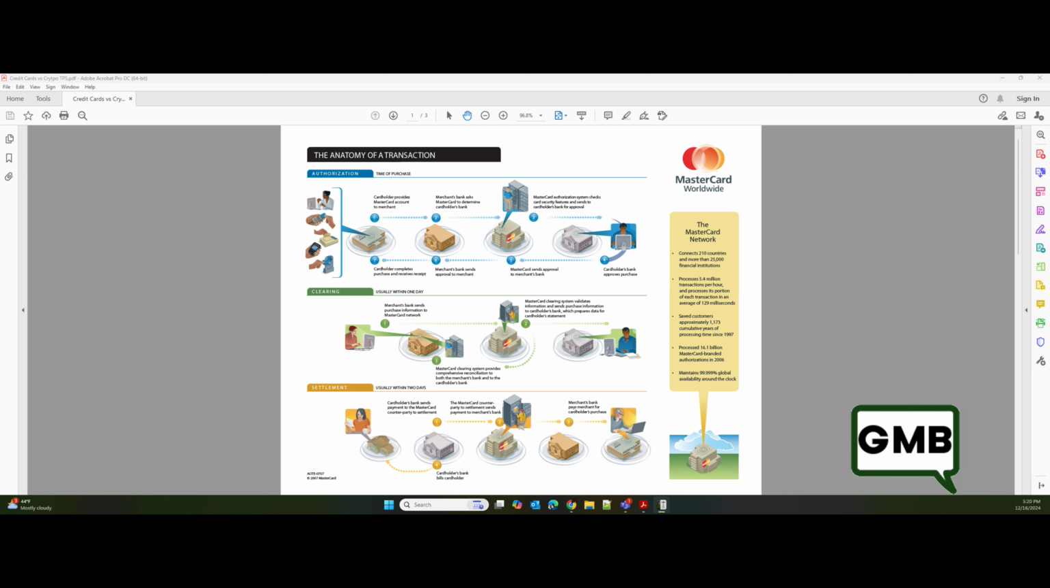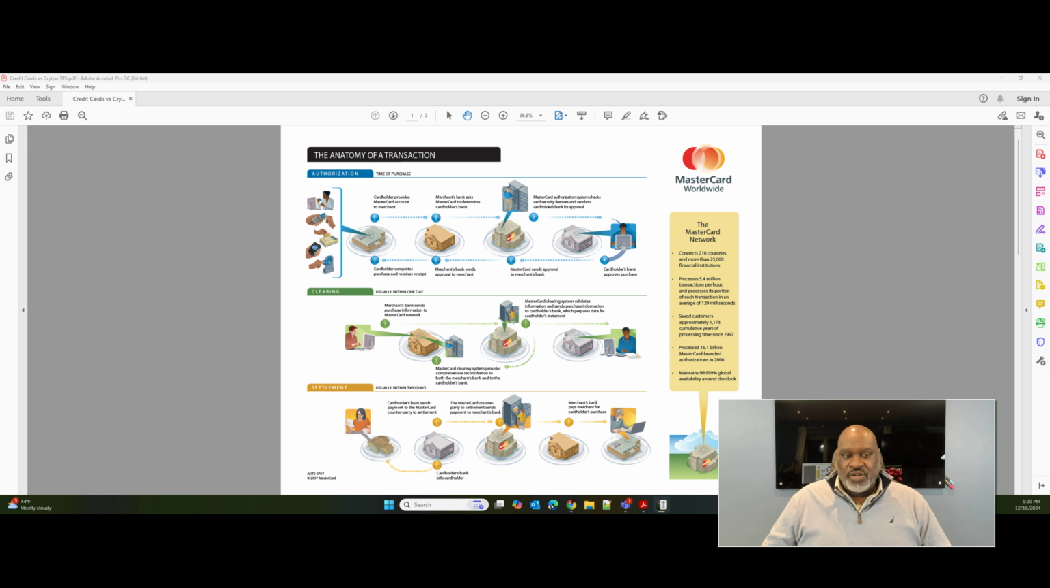Let me bring this up for you guys. There you go. This is a great graphic in that it teaches you or shows you exactly what you need to know. It was actually created by MasterCard demonstrating their process. It was created way back, I think in 2007. I think it shows it right here.